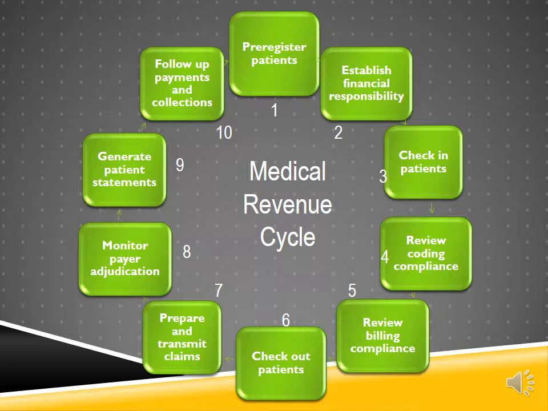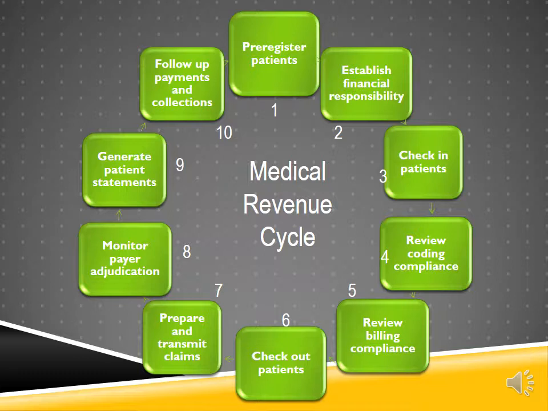Step 4 involves assigning appropriate diagnostic and procedure codes. As we have learned, it's critical that these codes link and make sense. The codes are reviewed for compliance. Steps 5, 6, 7, and 8 are where we are at with our practice management program activities. The remainder of this presentation will focus on learning about reviewing billing compliance, checking patients out of the clinic, preparing claims, and reviewing insurance payments to the practice.